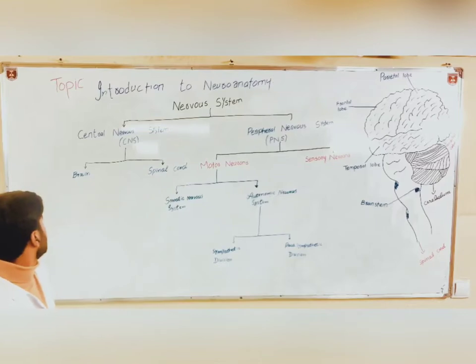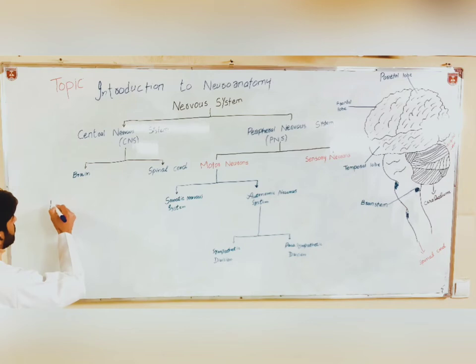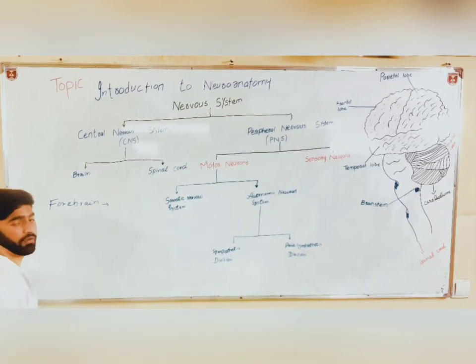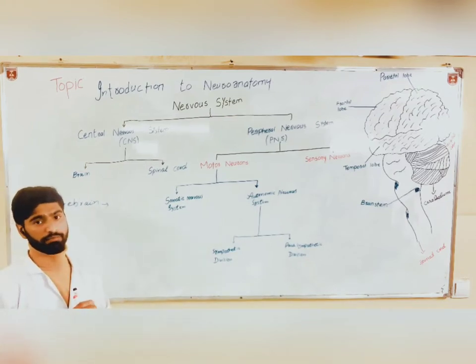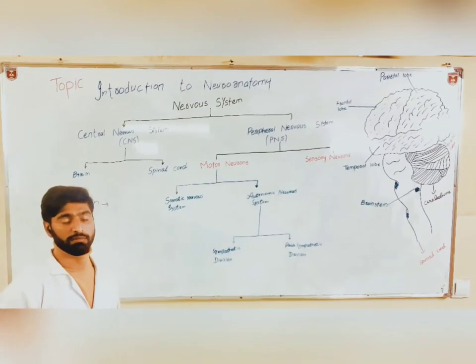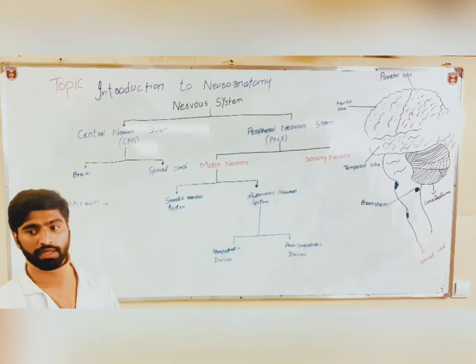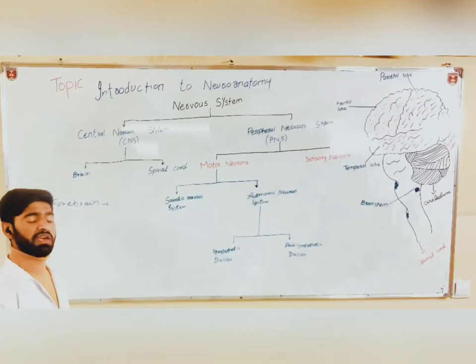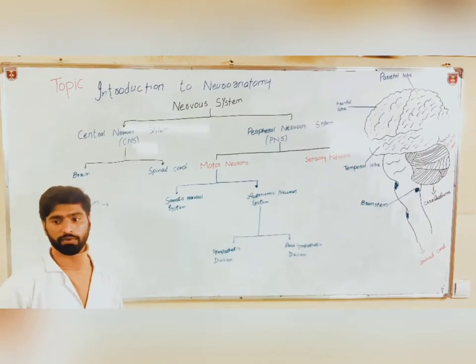First we will discuss about forebrain. Forebrain also has three parts: limbic system, diencephalon and cerebellum. And midbrain, the mesencephalon, has two parts: inferior colliculi and superior colliculi. Then hindbrain, the rhombencephalon, also has three parts: pons, medulla oblongata and cerebellum.